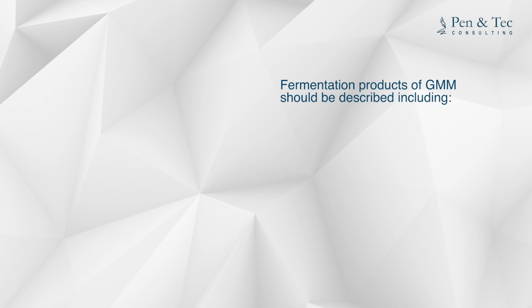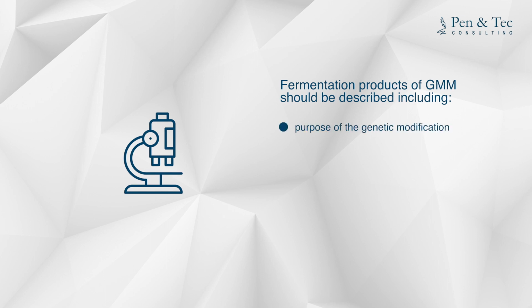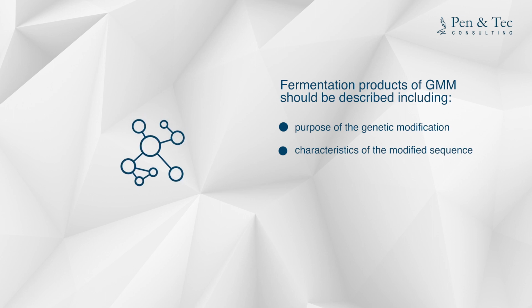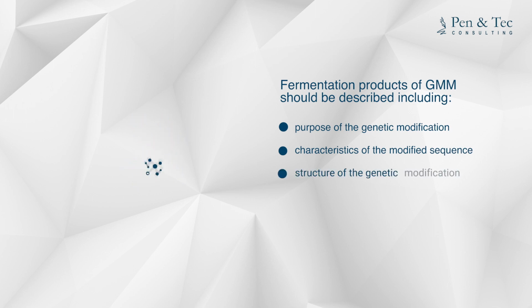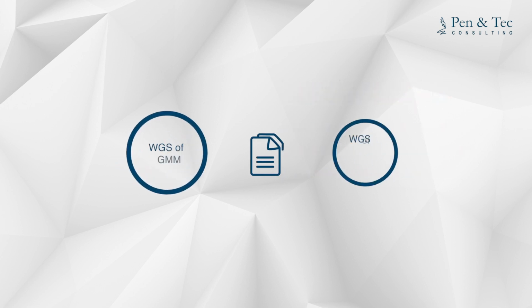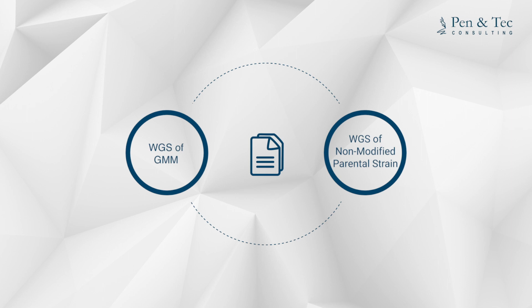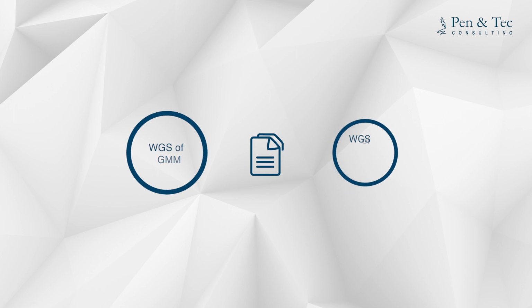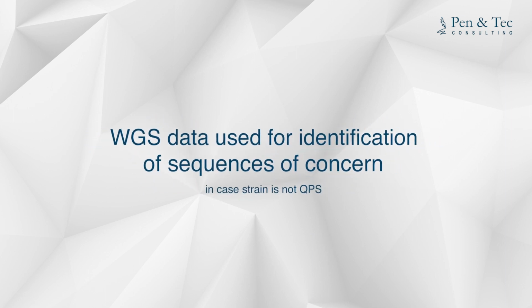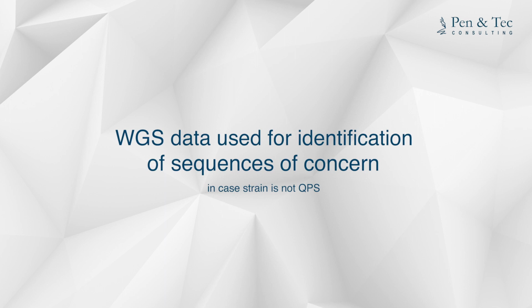For fermentation products of genetically modified microorganisms, the genetic modification should be described, including the purpose of the genetic modification, the characteristics of the modified sequence, and the structure of the genetic modification. Preferably, this is done by comparing the whole genome sequence of the genetically modified microorganism with that of the non-modified parental strain. Whole genome sequencing data is also used for the identification of sequences of concern, in case the strain does not qualify for the QPS approach.